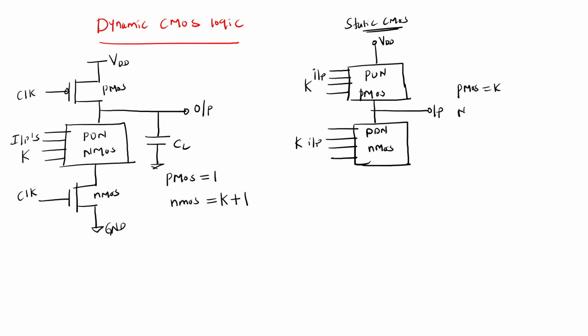And how many NMOSs are there? K NMOSs are there. So by using dynamic CMOS, we can decrease the number of PMOS. If you see the dynamic CMOS, you have only one PMOS, but in the static CMOS you have K PMOS. But here you need to give the gated clock. So this is about the dynamic CMOS.